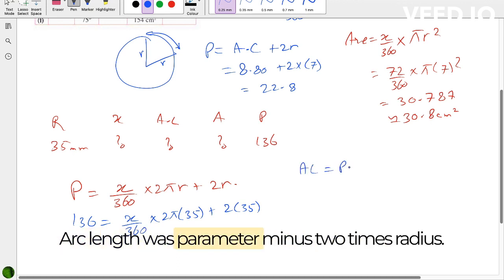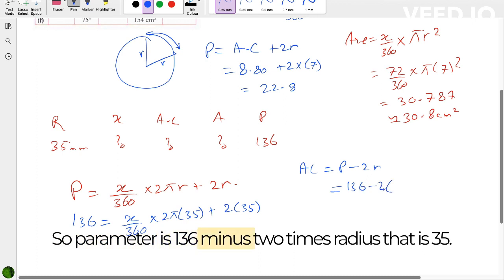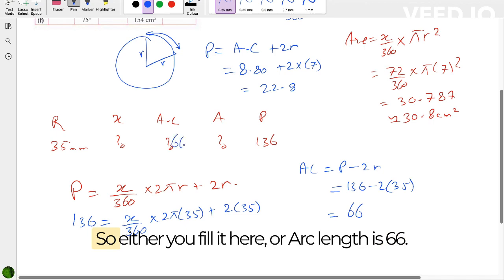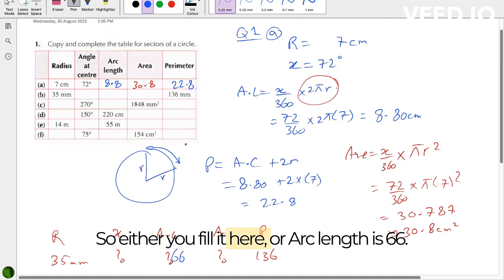We can also solve for arc length. Arc length was perimeter minus 2 times radius. So perimeter is 136 minus 2 times radius, that is 35. So 136 minus 2 times 35, arc length is 66. So you fill it here, arc length is 66.